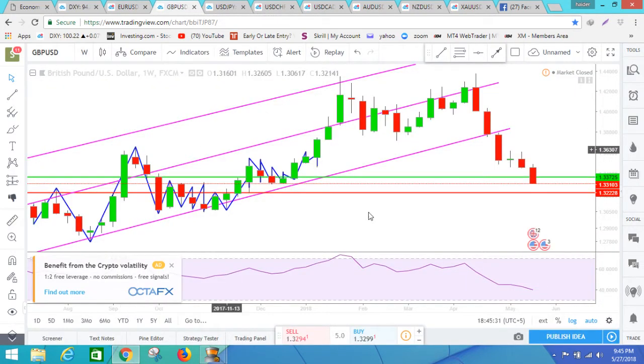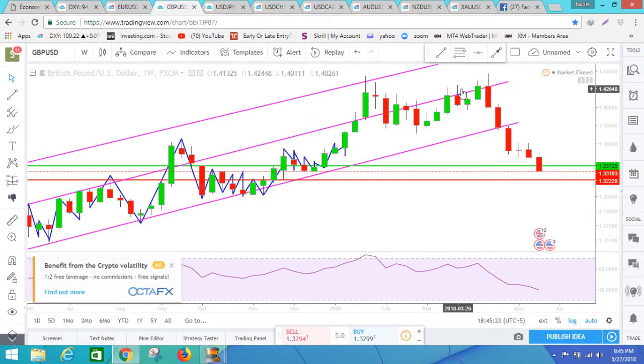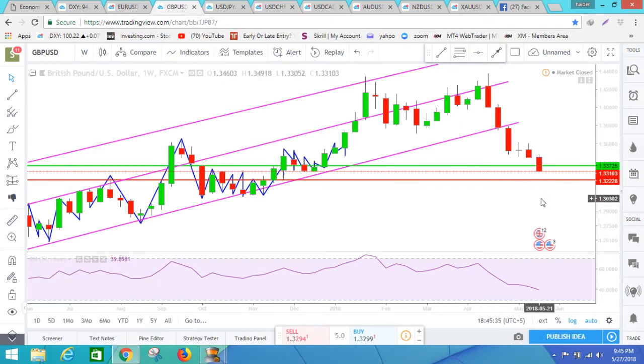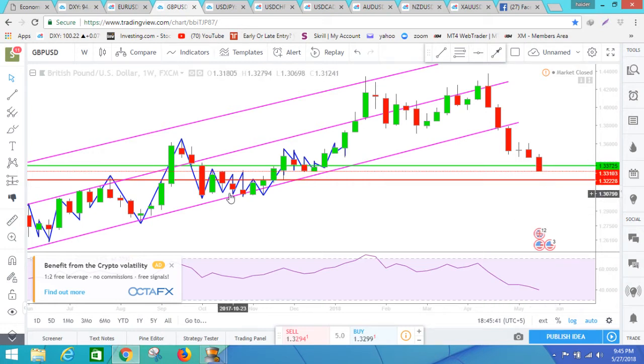Let's move to GBPUSD, and GBPUSD is also much weaker on the weekly time frame. It's also looking like it's going more down, but right here at this level there's very good support for GBPUSD, and after touching 1.3220 and below, then we might see a strong price correction in GBP pairs.